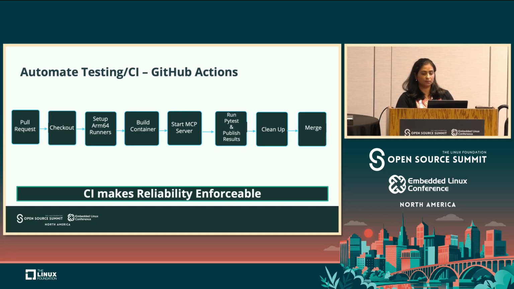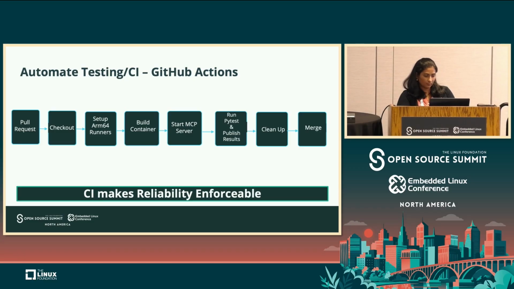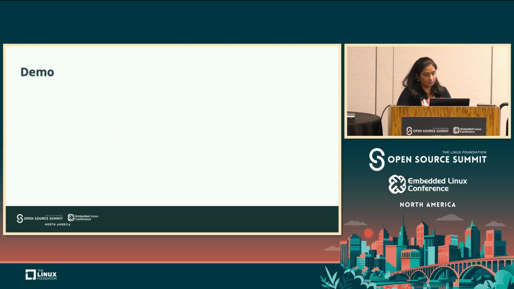So the CI is actually making the reliability enforceable. Every pull request exercises the full server path before it gets merged. And the contract regressions can surface before the review actually happens. So reliability becomes a release gate here. Now we are also testing the whole thing on an x86 runner as well, not just the ARM64, just to make sure that everything is working and nothing is broken. And so that's it on the presentation, and I can do a demo now.